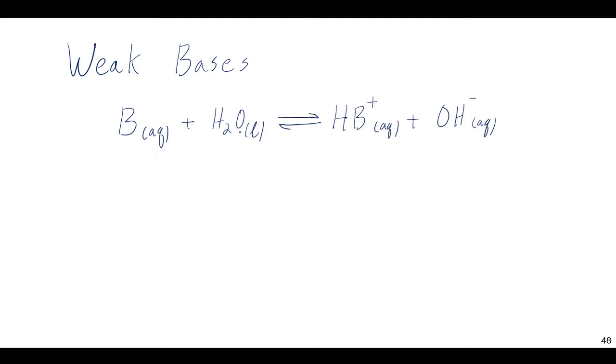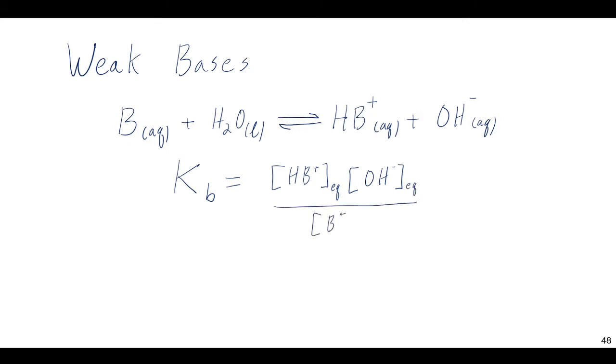Now, everything we learned about weak acids applies. You have a dissociation constant. Here it's not an acid dissociation constant, Ka, but of course a base dissociation constant, Kb. And we still write this the same, products over reactants. So here it's going to be our HB plus concentration at equilibrium multiplied by our OH minus concentration at equilibrium, over the base concentration at equilibrium, and no need to write water down here since it's a liquid. We only write the aqueous things here in our base dissociation constant.